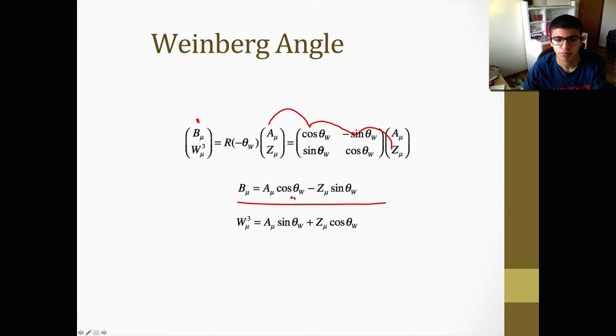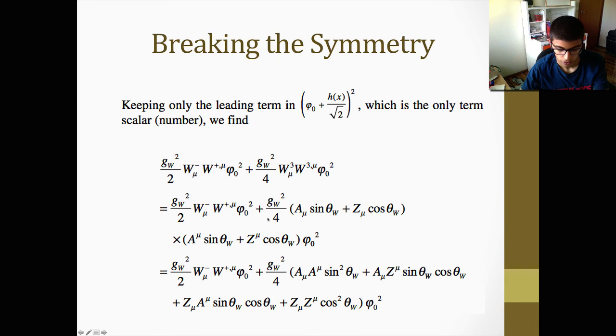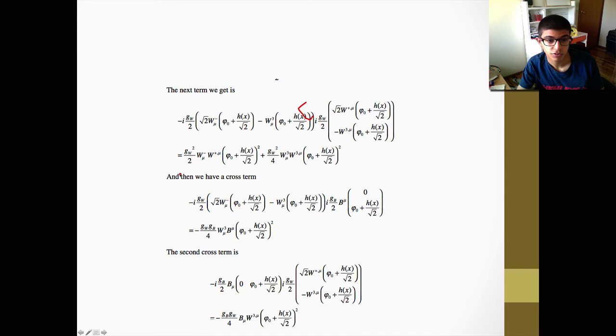So we get B mu equals A mu cos of the Weinberg angle minus C mu sine of the Weinberg angle. And then we do the same thing for the W particle. We take that, multiply it out by A, multiply that out by sine, and then multiply that out by cosine, and then we get the second term. I've written here to keep in mind the only leading term, so we only need this term here, because that contains the scalar number. So when we apply that, we find that when we go back to the result that we got from before.